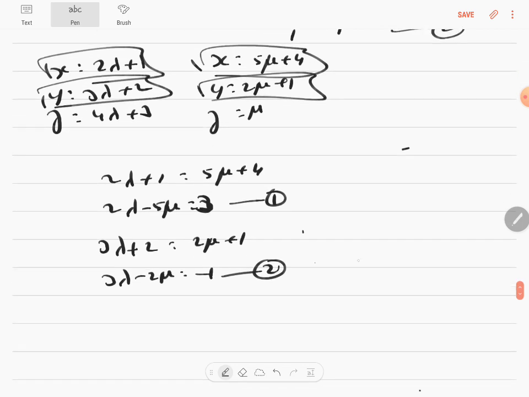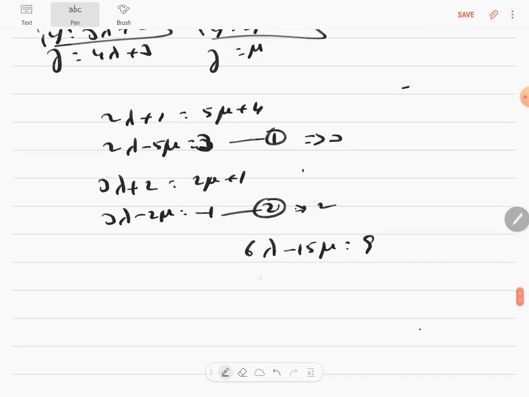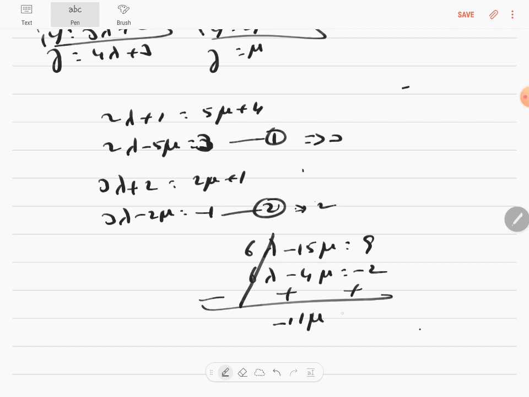Solve these two equations. You have to multiply this with the 3 and multiply this with the 2. So it's 6 lambda minus 15 mu is equal to 9, and 6 lambda minus 4 mu is equal to minus 2. A minus, plus and a plus. So it's minus 11 mu is equal to 11. So mu is equal to minus 1. You got a beautiful mu. You can take that and substitute and find the value of lambda.